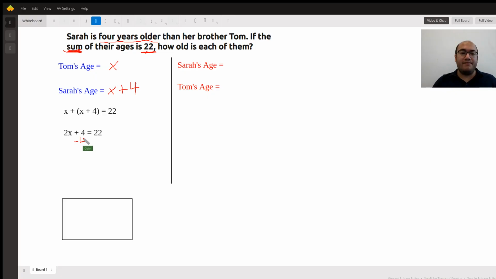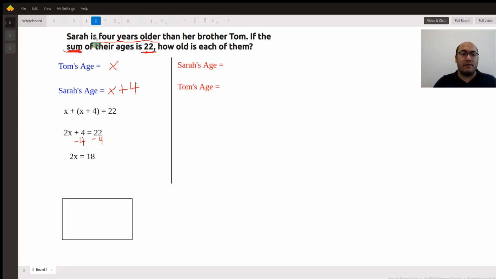the left side. Remember, we're trying to figure out what x is, get it by itself. And if I'm subtracting 4 over here, I've got to do that on the other side. So minus 4 from both sides of the equation. That'll give me my new result. 2x is left over on the left, and then 22 minus 4 gives me 18 on the right side here.